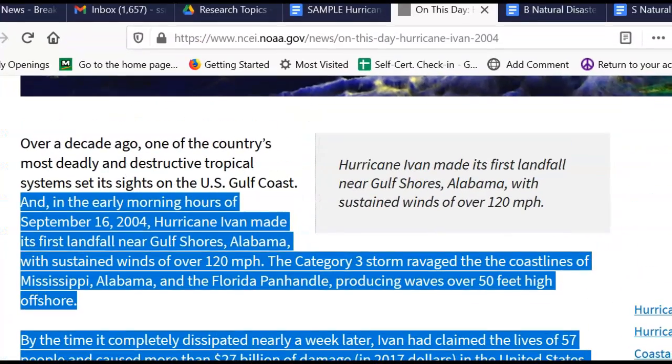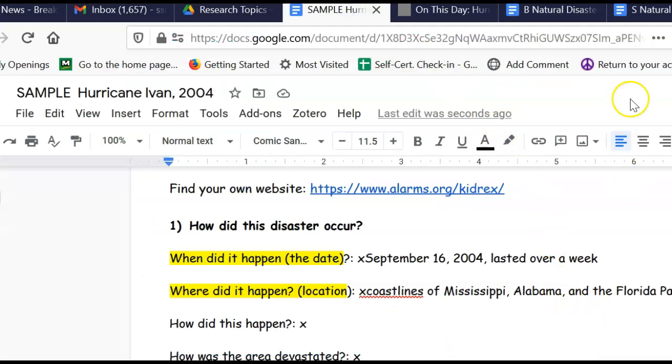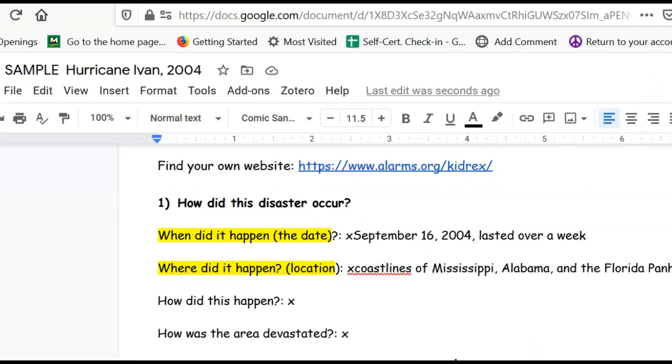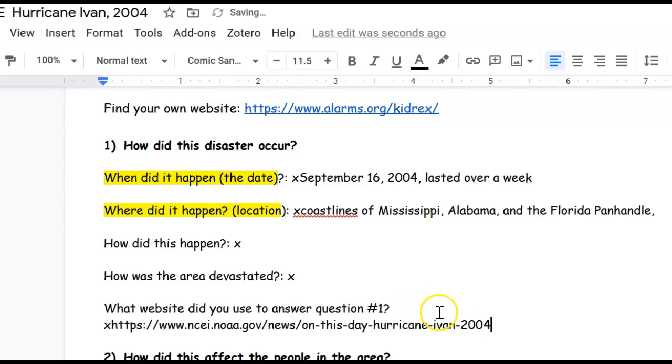I go up here. I'm going to highlight. This is called the URL. I'm going to Control-C, that copies. I'm going to go back to here, and I'm going to go to my website. I'm going to Control-V as in victory, and that will paste. If I press my spacebar once, it becomes a hot link. It turns blue. That will take me back to that.